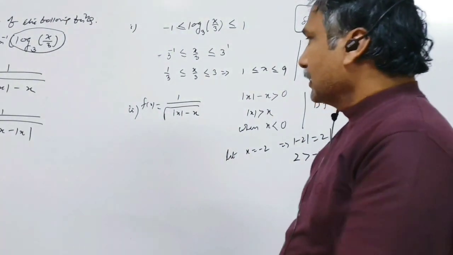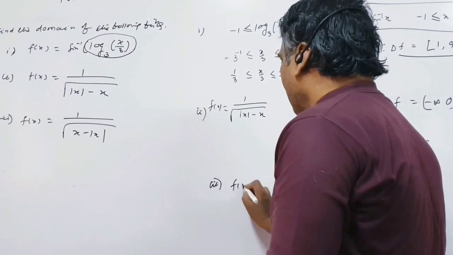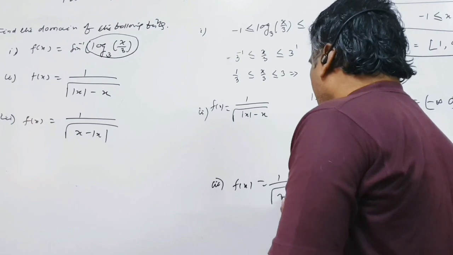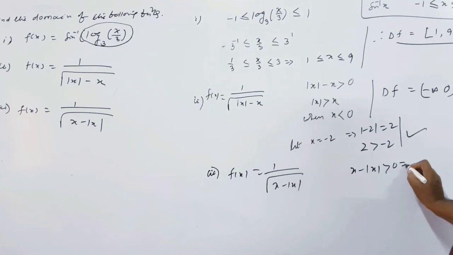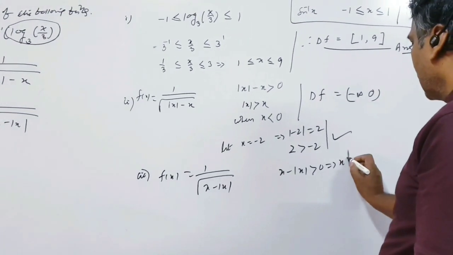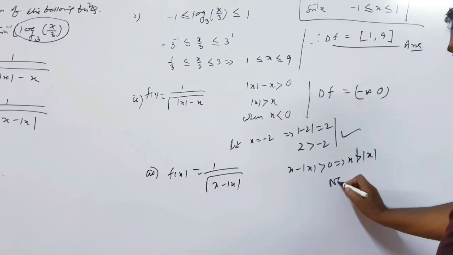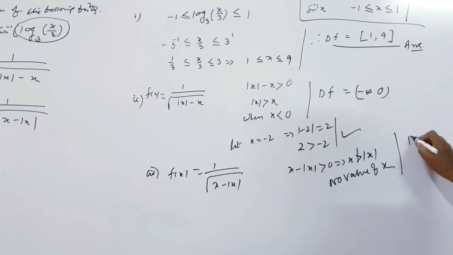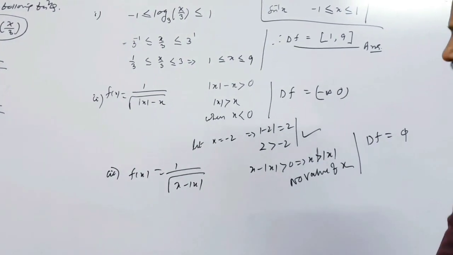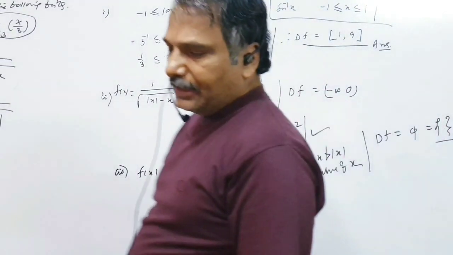Okay, now case 3. Just reverse the function. Suppose f of x equals 1 by root of x minus mod x. What is the logic? x minus mod x is greater than 0, so x is greater than mod x. What is the value of x? There is no value of x. So the domain of the function is phi, or we can write that this is an empty set.